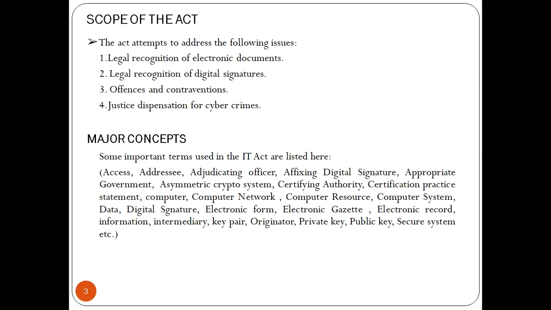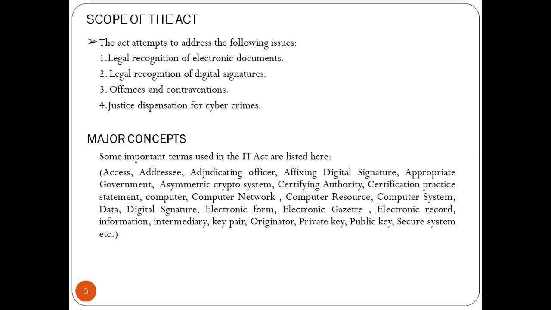Next one, addressee is a person who is intended by the originator to receive the electronic record but does not include any intermediary. Here the intermediary is the person who will be the agent between the sender and the receiver, who will be acting in between. But addressee is a person who is intended by the originator to receive the electronic record without such intermediary.